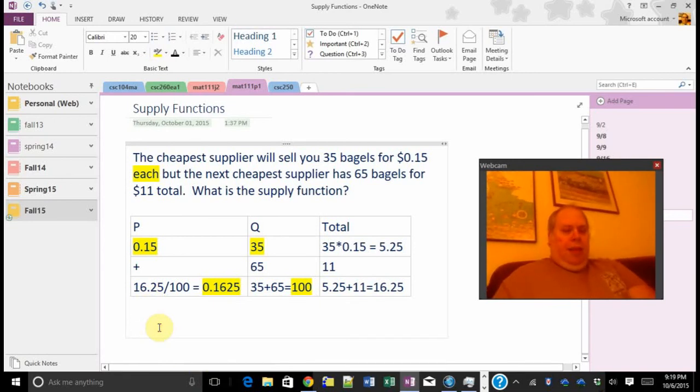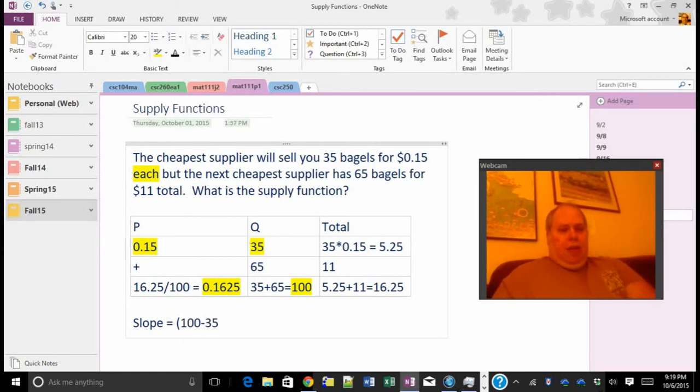So now we use the same linear math we've been using all along. Slope equals change in quantity, 100 minus 35, divided by change in price, the independent variable, 0.1625. It's not a good idea to round at these things. Minus 0.15. And that's going to give me a slope of 5,200. When you have very cheap items, you'll tend to see very large slopes. But it's also a positive slope. And that's always true with supply functions.